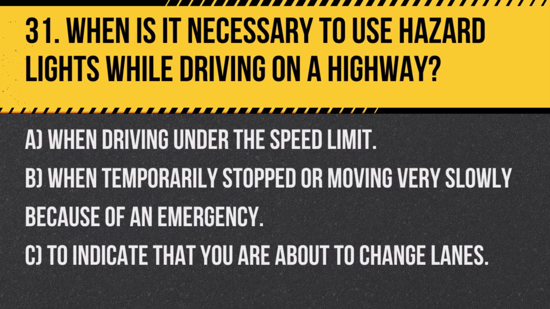Question 31. When is it necessary to use hazard lights while driving on a highway? A. When driving under the speed limit. B. When temporarily stopped or moving very slowly because of an emergency. C. To indicate that you are about to change lanes. Answer: B. When temporarily stopped or moving very slowly because of an emergency. Hazard lights should be used to warn other drivers of a temporary disruption or hazard.